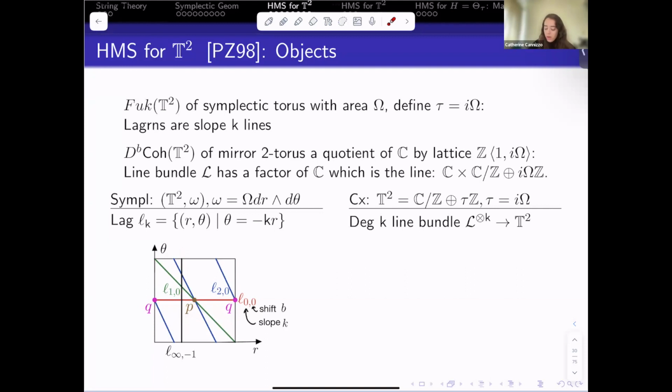Okay, on the complex side, we have C, we quotient by this lattice. And now we have the line bundle L, and we look at tensoring the line bundle L. Are you all familiar with tensoring of line bundles?